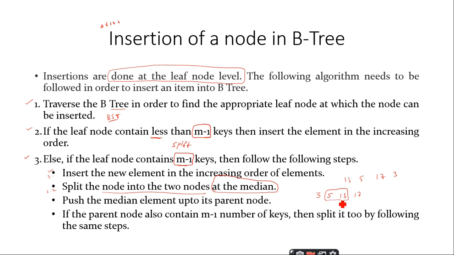and out of these middle values you can select any of the values as the median. So you can take 5 as the median, or you can take 13 as the median also. Is it clear? Yes, sir. Clear, sir.